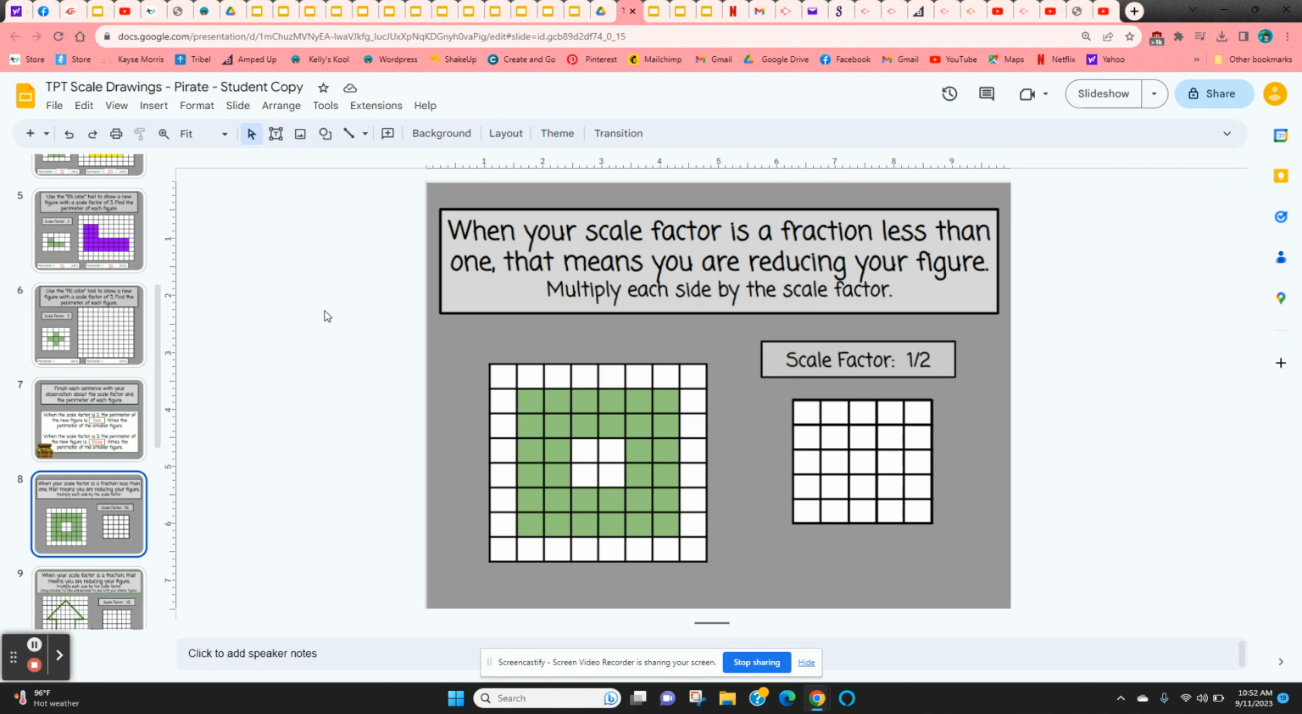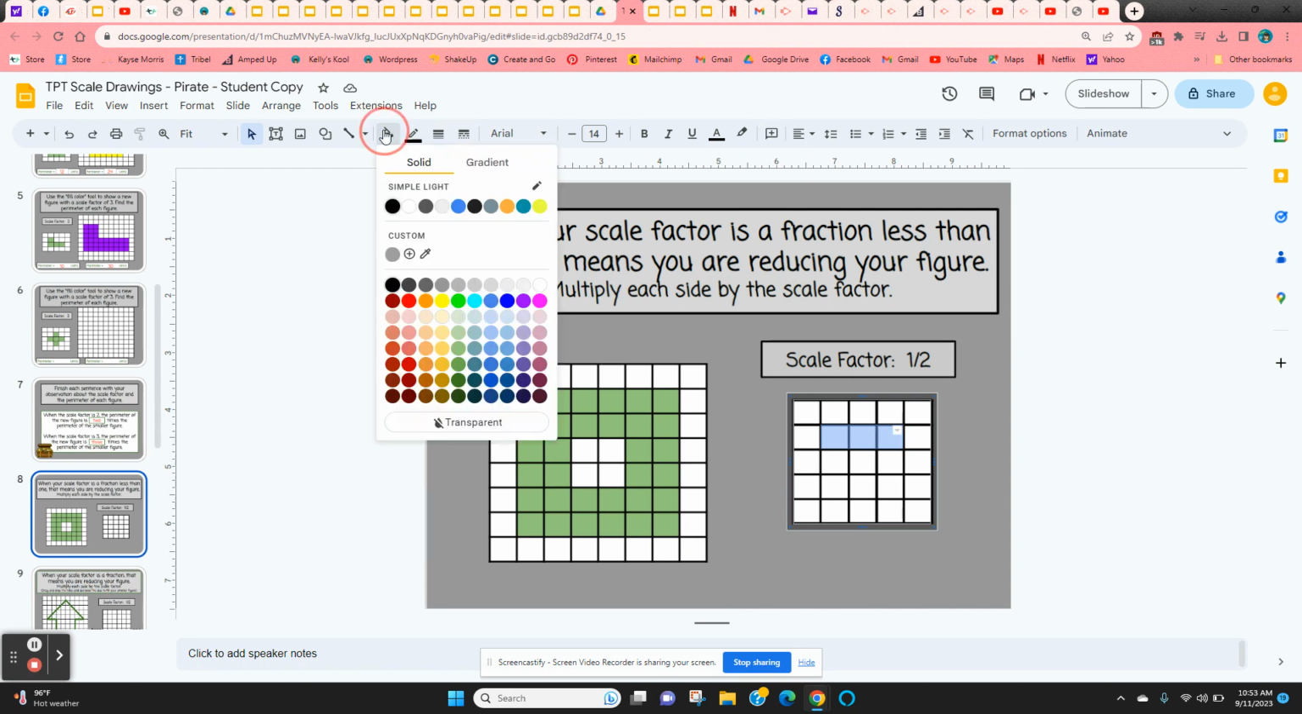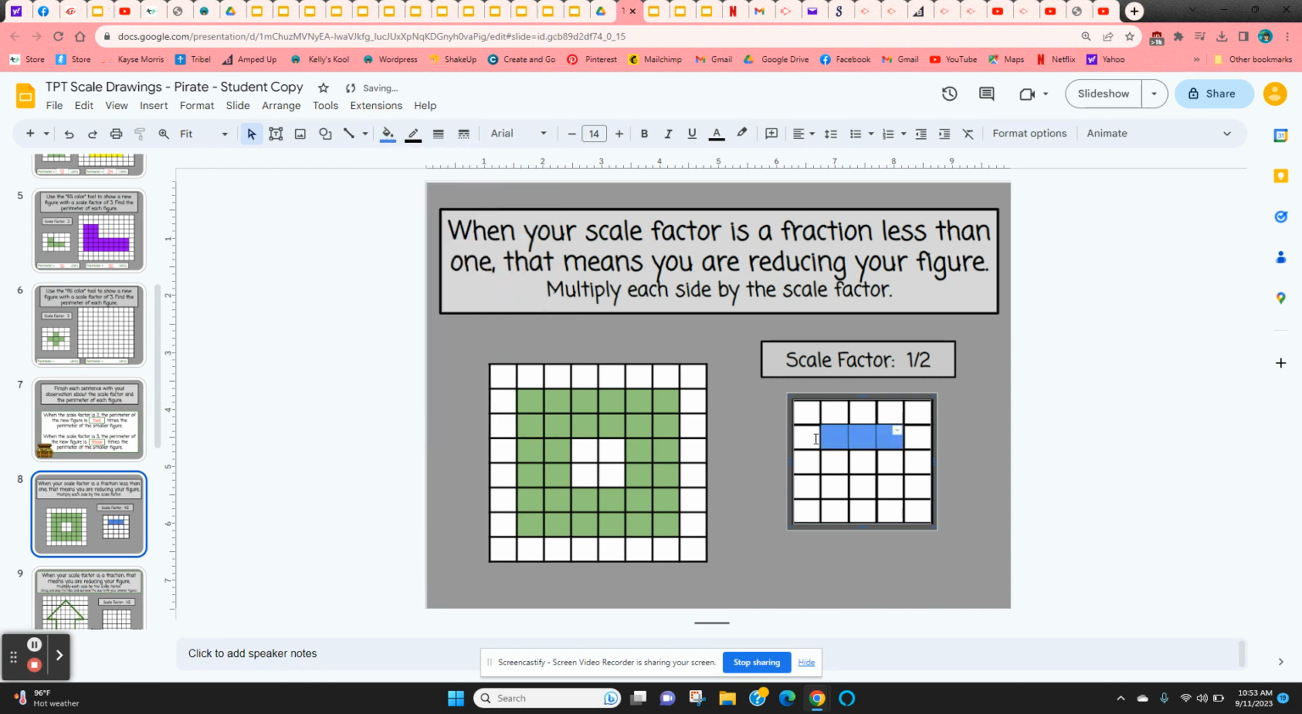And when they get to the next slide, they've got a scale factor of 1/2. So when their scale factor is a fraction less than 1, that means you're scaling down. So you're going to have a smaller version. So in this one, you're going to take each of the sides, this time divide by 2. So they're going to get something that looks like this.